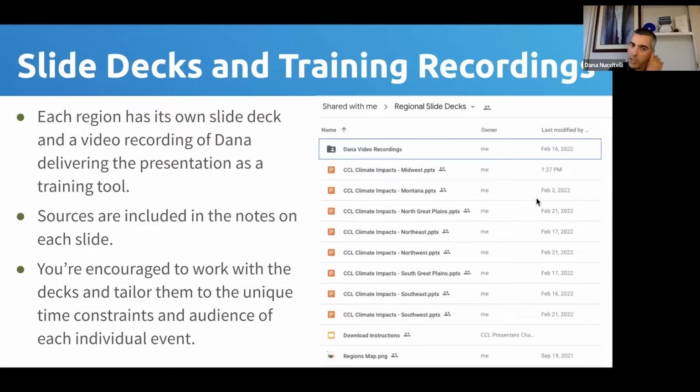And then, as Brett mentioned, you're encouraged to tailor the decks to meet whatever your needs are, because each event and presentation is unique. You're going to have a different audience, a different knowledge base for each audience, and different time constraints. Maybe you only have 15 minutes, maybe a half hour, maybe an hour. And so you can tailor it and just focus on the impacts and slides that are the most relevant to the audience that you're speaking to.